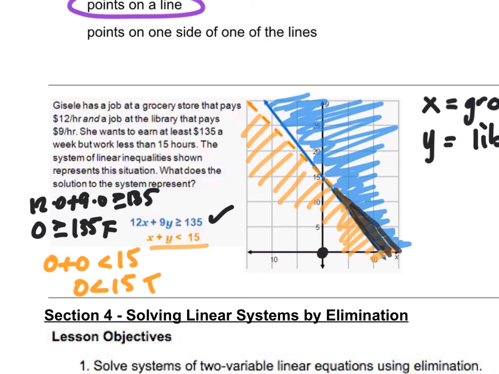And that little slice, any x and y value that's in between those two will give us the number of hours that we need. So that's all I have for section 3. Hopefully you enjoyed these videos, and we'll get started on the homework.